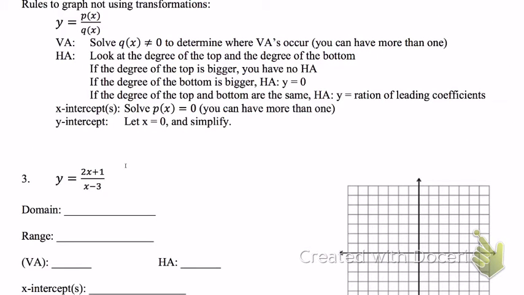Okay, these are the ones that you'll see most typically, these types of graphs. Basically, if you have a function on the top and you have a function on the bottom, that's what the p(x) and the q(x) represent. Like if you have x plus 5 over x minus 3, you have a function on top and a function on bottom. There's different ways to solve for vertical and horizontal asymptote and x-intercept and y-intercept.